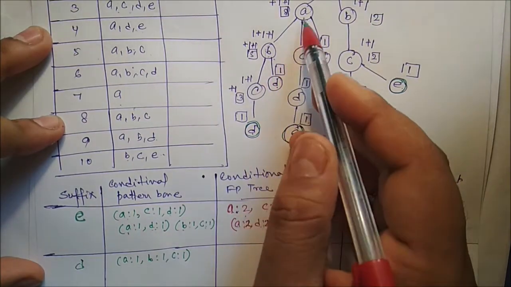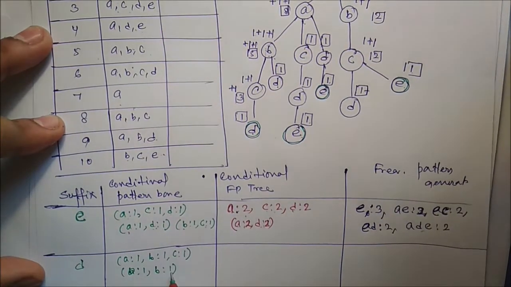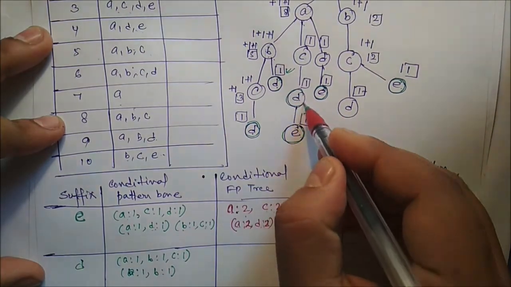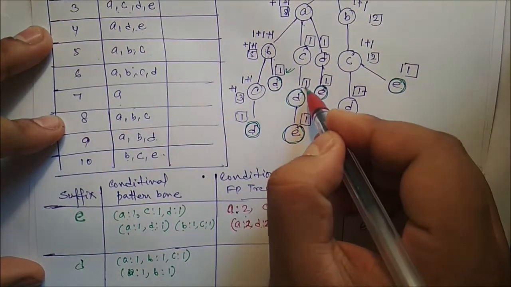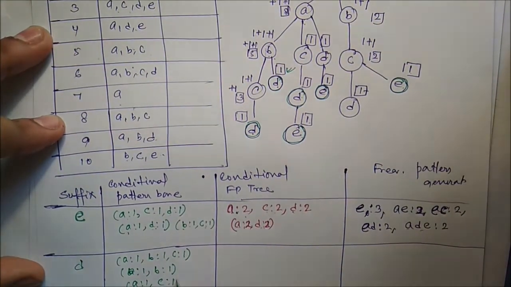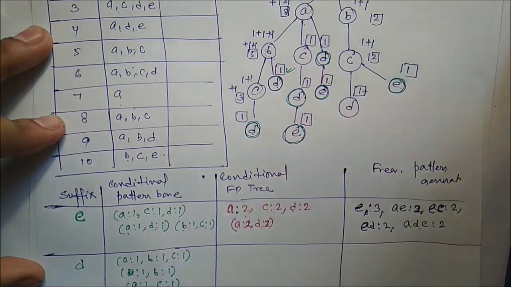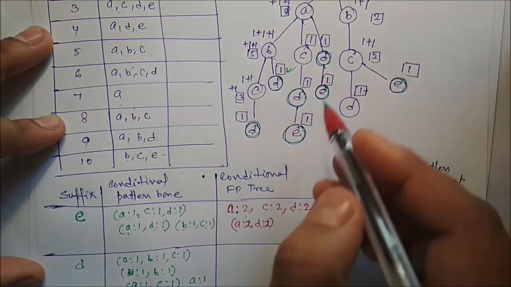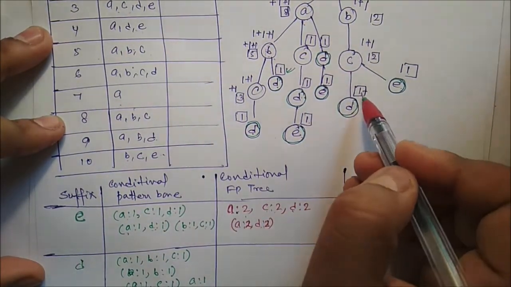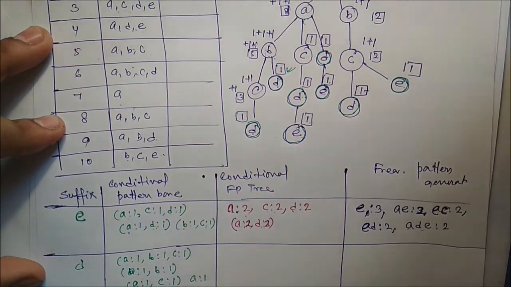Now for this particular D, there is a single time. So there must be a path A single time, B single time. Due to this D, it is 1. Next D, this one. Okay, so for this particular, since it is 1, so there must be A one time and C one time. Next D, this one, how many times? It is 1, so A one time for this particular path D, and for this D, it is 1 time, so B one time and C one time.